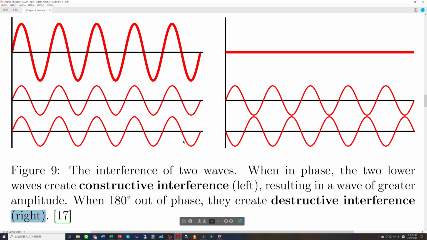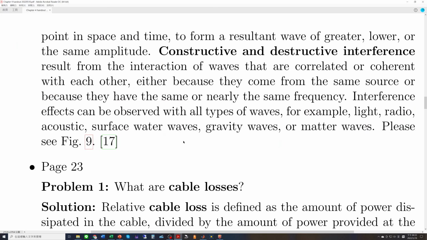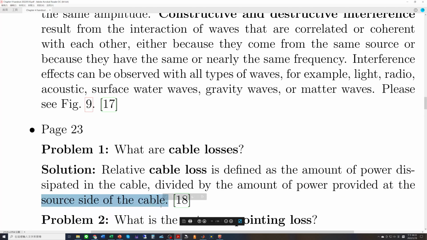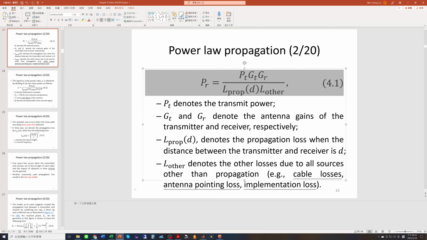Let us see the handout. It is page 23, Problem 1. What are cable losses? Solution: relative cable loss is defined as the amount of power dissipated in the cable divided by the amount of power provided at the source side of the cable. Let us go back to the slides.